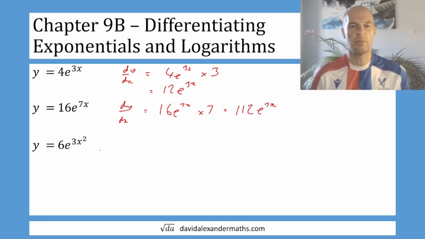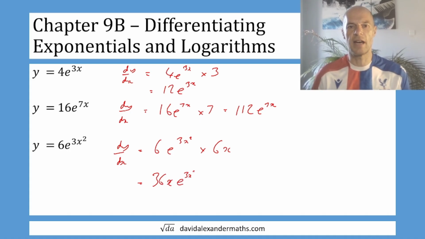Let's look at this last example, a bit more complicated. So dy by dx is simply 6e to the power of 3x squared multiplied by the derivative of 3x squared, so that's going to be 6x, and we could tidy that up. That could be 36x e to the power of 3x squared. So that is the derivative. So just remember that you copy the function and then you're differentiating the power associated with the e.